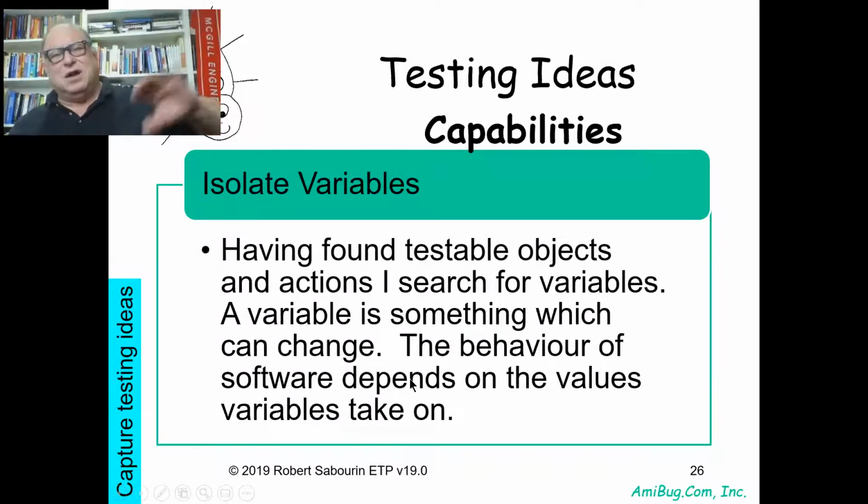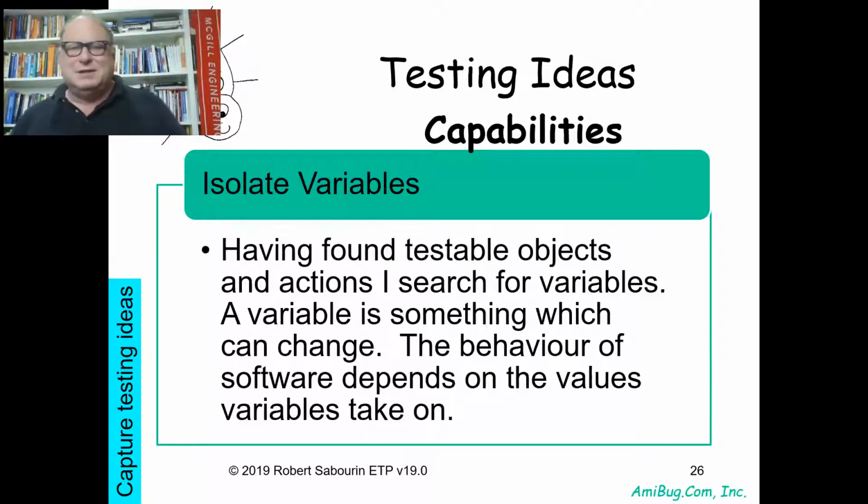So having found the objects and actions, I search for variables. A variable, in terms of testing here, is much broader in concept than just a program variable. Here, a variable is anything which can change, and that we assert or that we believe the software behavior depends on the values that the variable takes on, or the software influences the variable. Usually, both cases happen. The variable changes the software, and the software influences the variable.